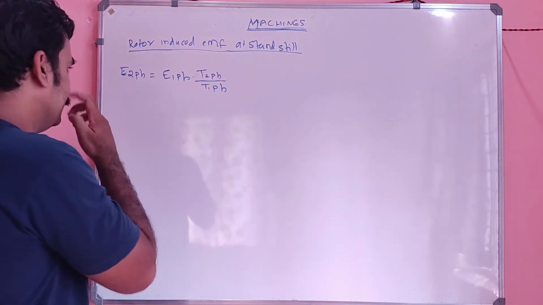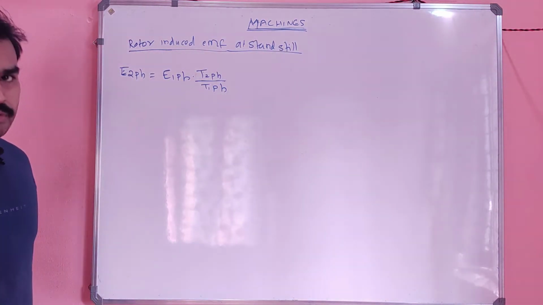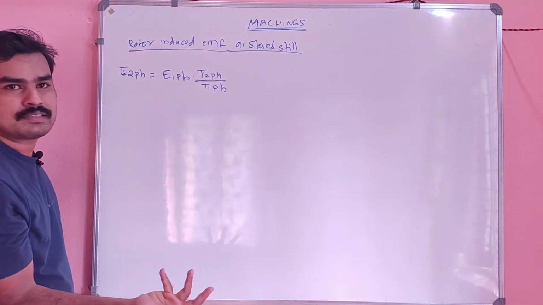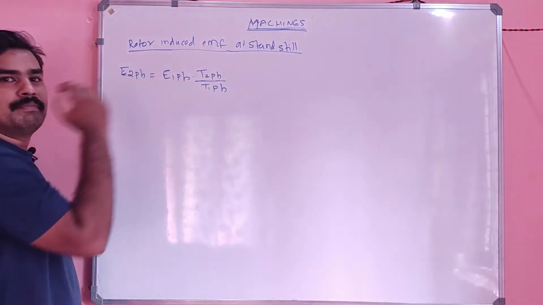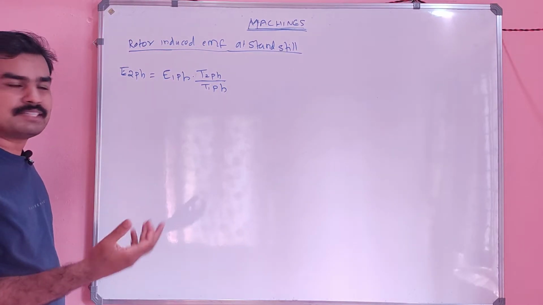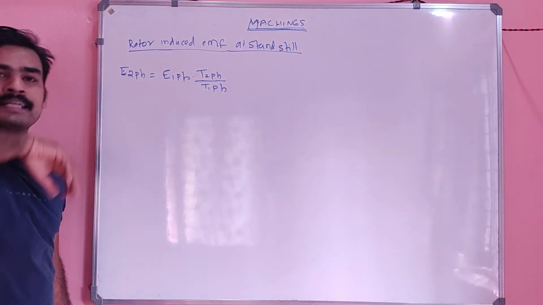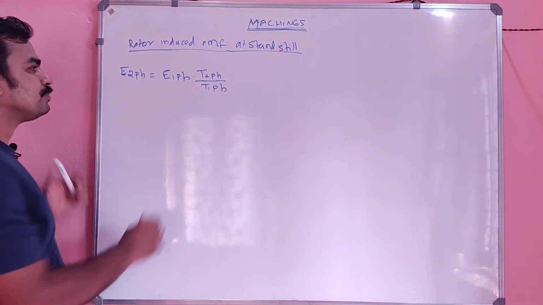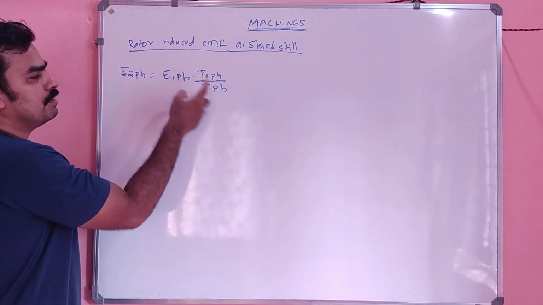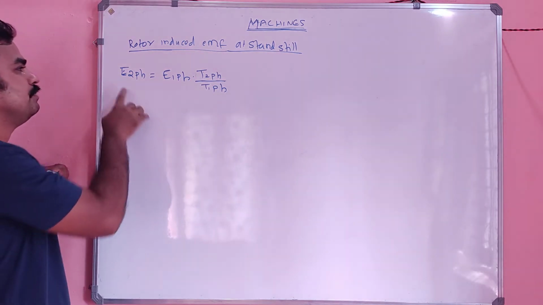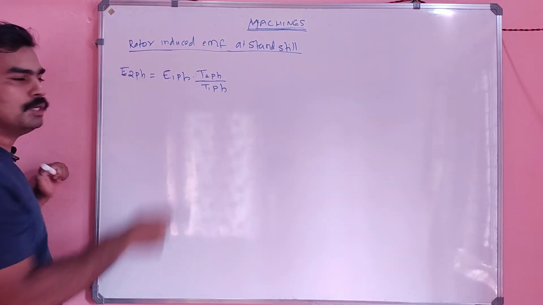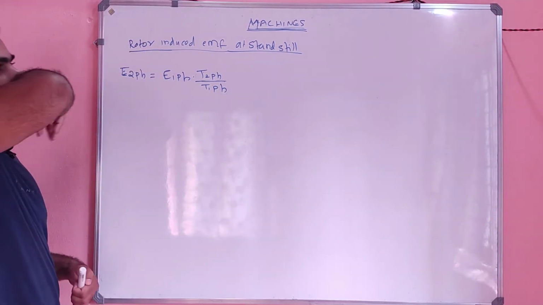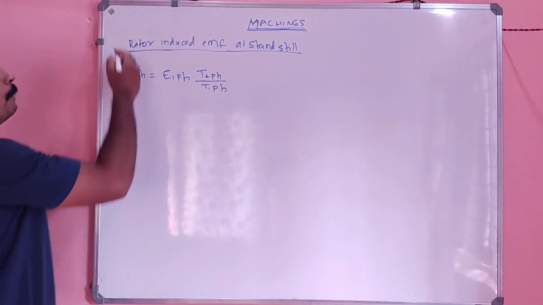We have a relation in the transformer as V2 by V1 equal to N2 by N1. Instead of N2, it will be T2, turns per phase, because it is a 3-phase winding, right? So turns per phase will be the correct value. So E2 phase by E1 phase will be equal to T2 phase by T1 phase. From that, E2 phase will be equal to E1 phase into T2 phase by T1 phase. So this is the rotor induced EMF at a standstill condition.